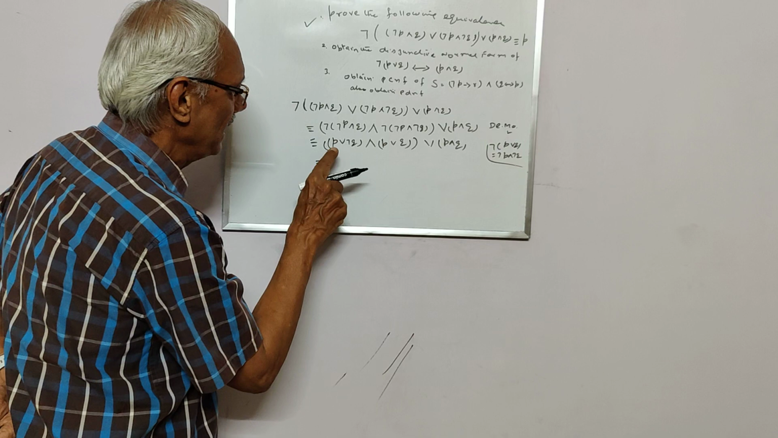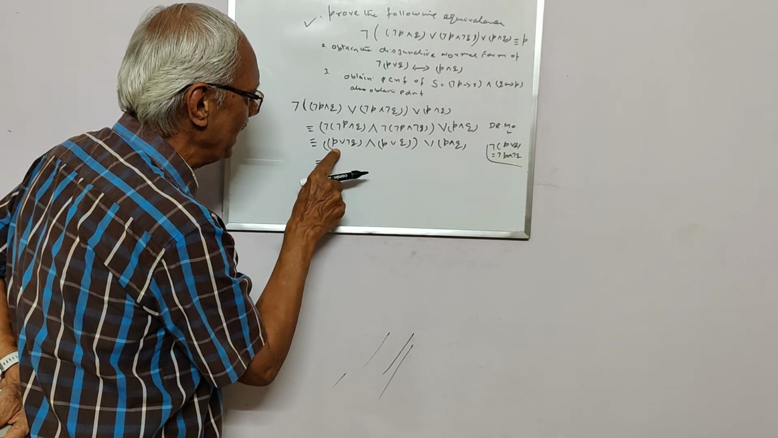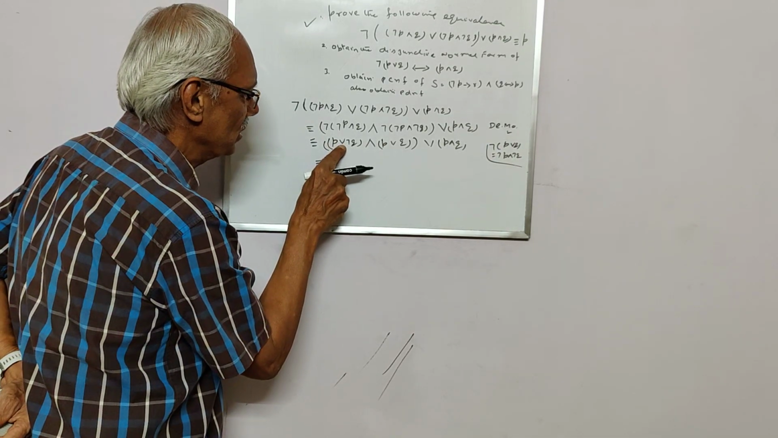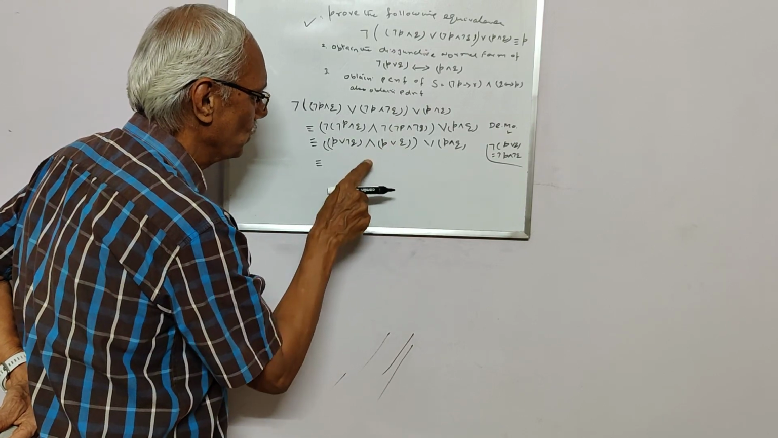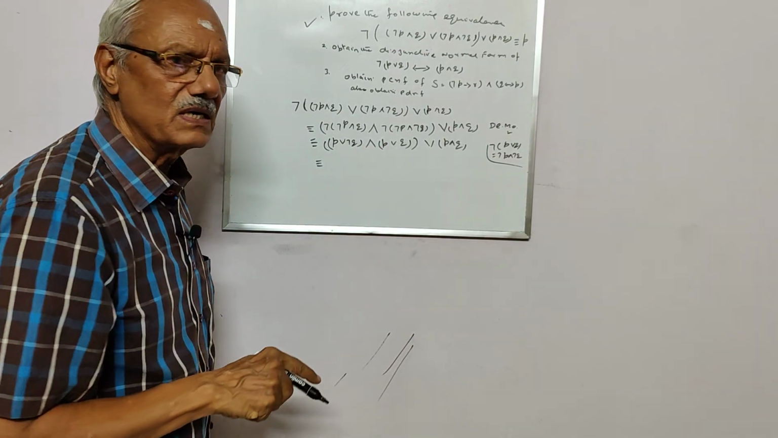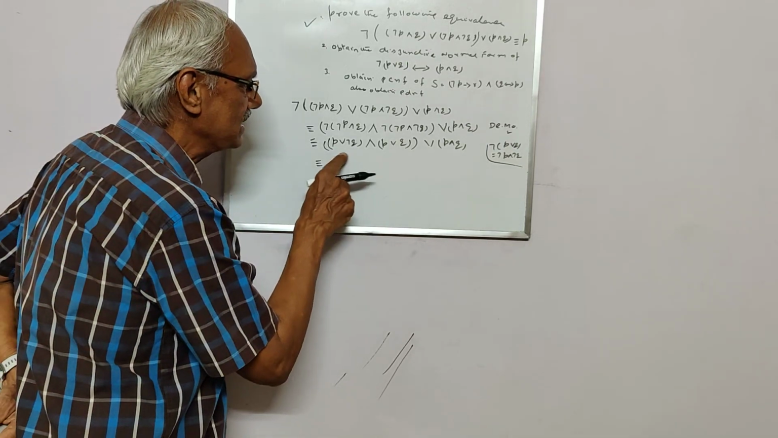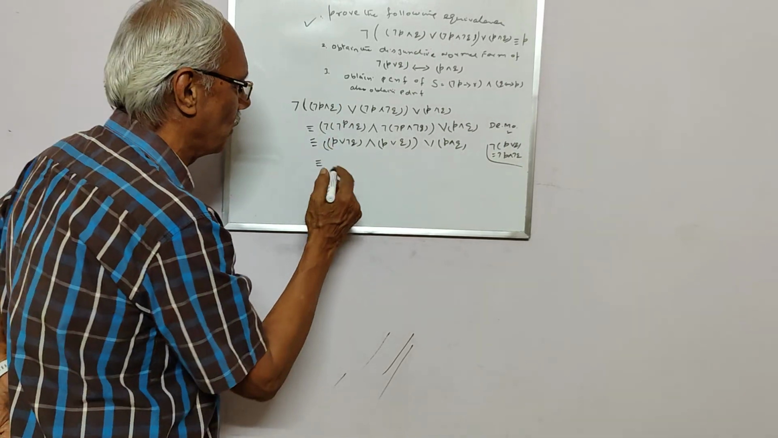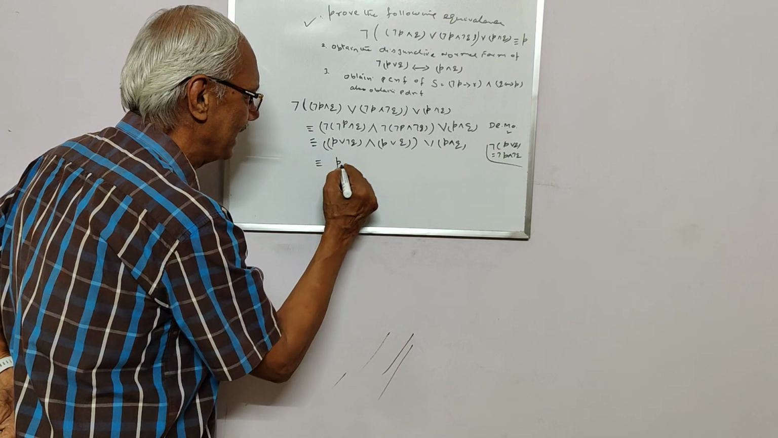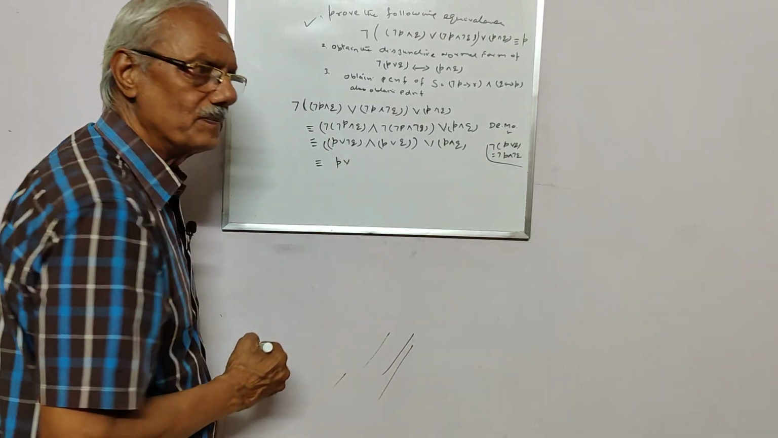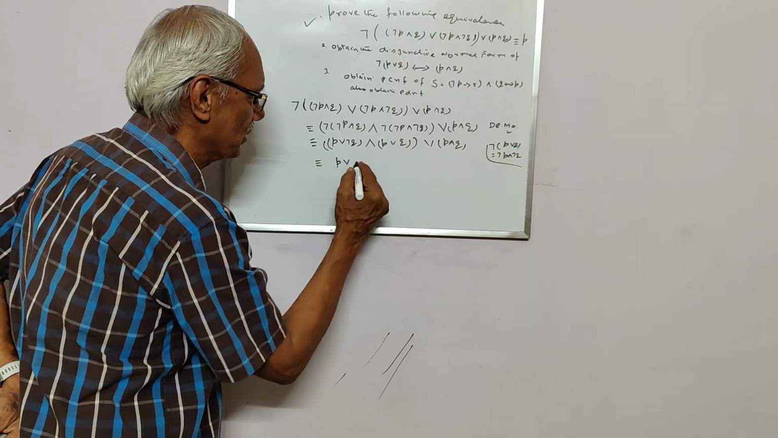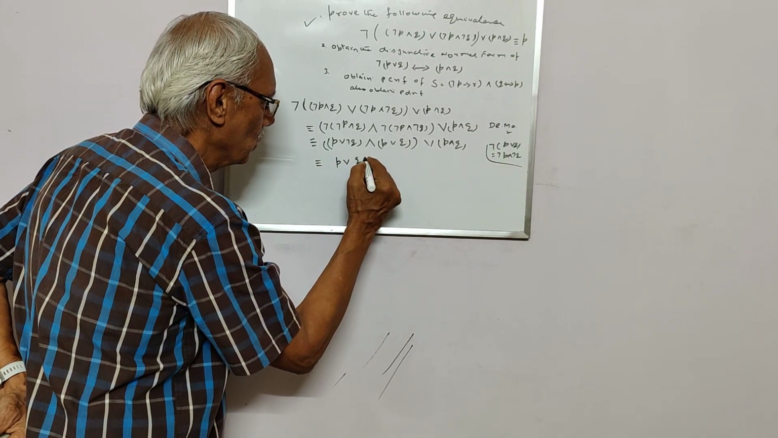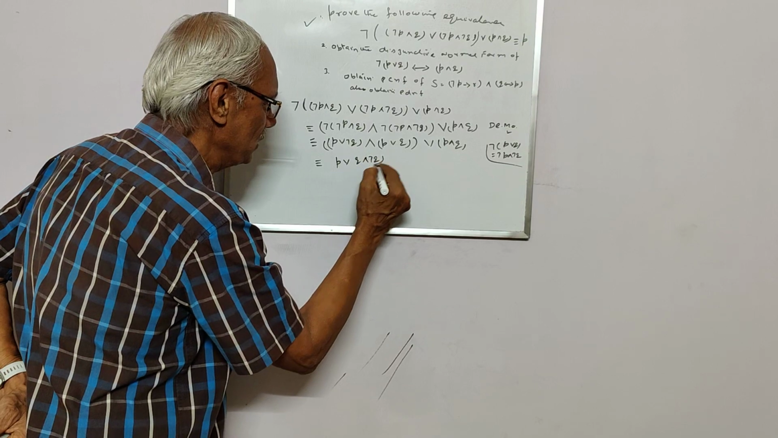Now you see that here this is P disjunction negation Q, P disjunction Q connected by the connective conjunction. So I can use the distributive law, namely I will write this as P disjunction, Q conjunction negation Q.